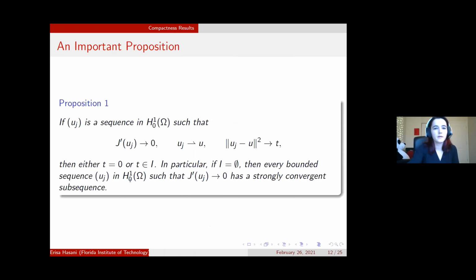Here is an important proposition we used to prove the main result, which I will introduce in a second. It states that if we have a sequence u_j in H^1_0 such that J prime of u_j goes to 0, u_j converges weakly to some u, and this difference in norm squared goes to some T, then either T is 0 or T is in that set I. And if I is empty, then every bounded sequence u_j satisfying J prime of u_j going to 0 has a strongly convergent subsequence.